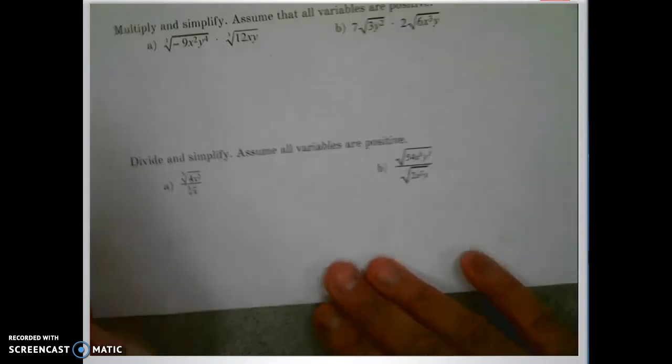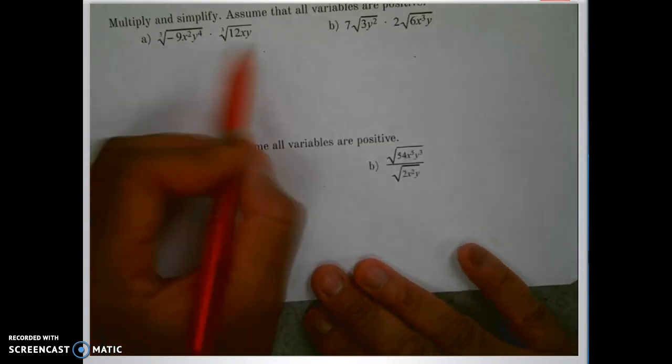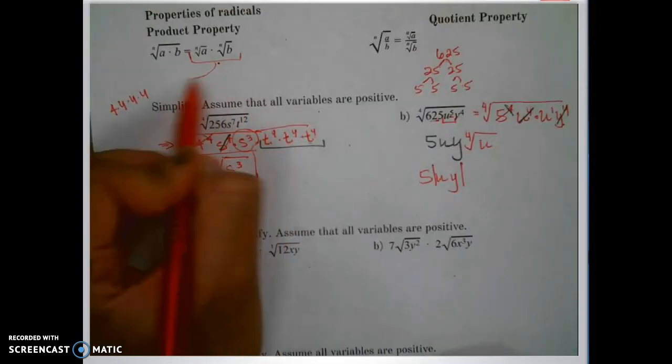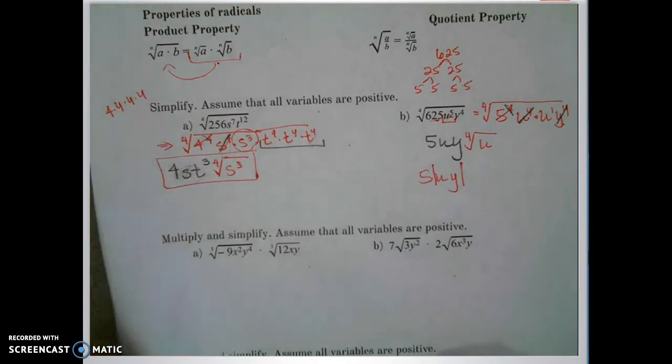Promise. Okay, so when I'm multiplying, I first like to think about this product property, and then I have separate ones, and I want to try to combine them into one radical instead.